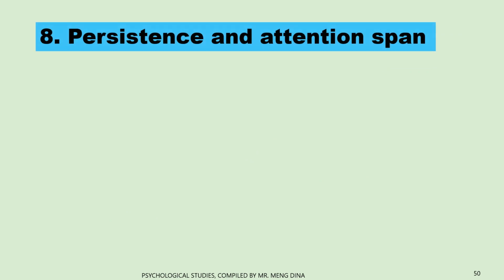Moving on to number 8: persistence and attention span. Persistence refers to striving or trying to do something. How can we give attention to do something, if everything is there for you to do, or you delay it to be done in the future, according to your behavior or your mind?